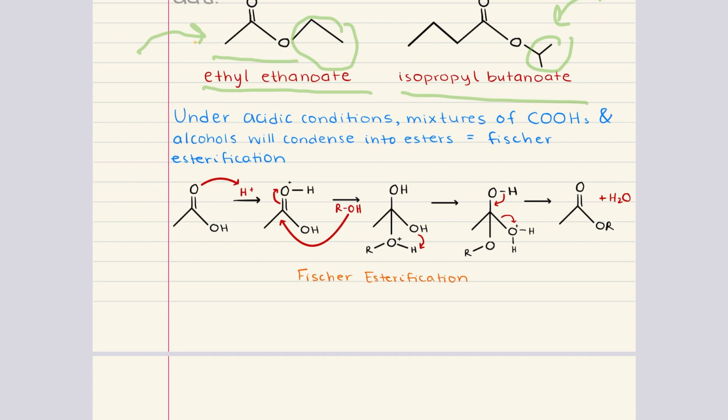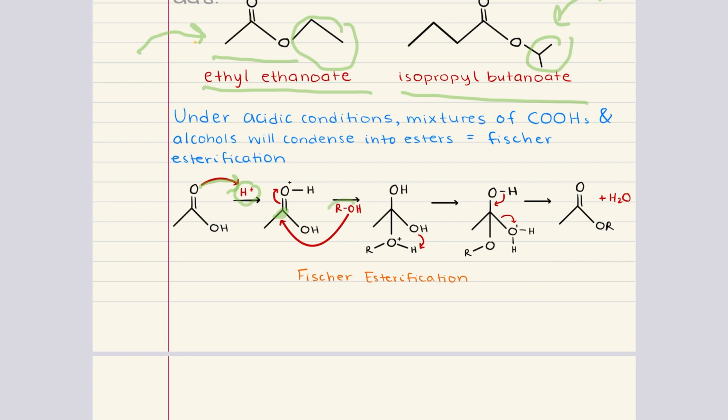So here's the general mechanism. First, in the presence of an acid catalyst, often sulfuric acid, the carbonyl oxygen of the carboxylic acid is protonated. This increases the positive character of the carbonyl carbon, making it more attractive to nucleophiles.